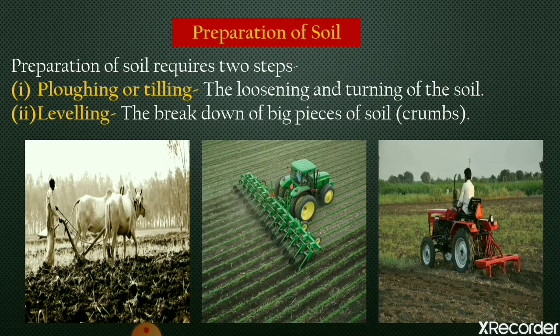Next step in preparation of soil is leveling, that we have studied. Leveling is done by a leveler. So what happens after the process of plowing is done, sometimes big pieces of soil remain as they are. These big pieces are called crumbs. So when there are big pieces of soil left in the field, when we add manure or give water to the soil, they will not mix properly. So there is a need to break these crumbs, or these big pieces of soil. That is done with the help of the leveler. So these two are the steps which come in the preparation of soil.